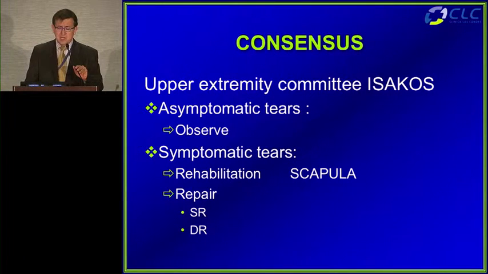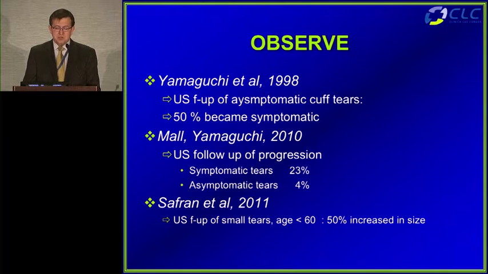The consensus of the Upper Extremity Committee of ISAKOS is, for asymptomatic tears, to observe, and for symptomatic tears, rehab with emphasis on the scapula, and repair, which may be with a single row or double row configuration depending on the size of the tear. Regarding observation of the tears, this is a study in 1998 with ultrasound follow-up of asymptomatic cuff tears: 50% of the cases became symptomatic. This other study by Moosmayer and Yamaguchi with ultrasound follow-up of the progression showed symptomatic tears progressed in 23% of the cases, and the asymptomatic only 4%.